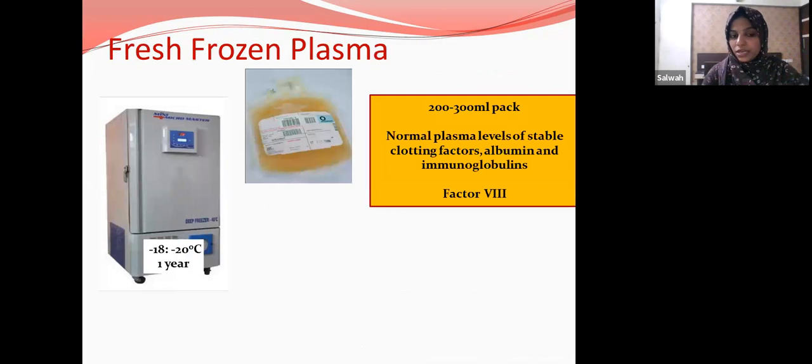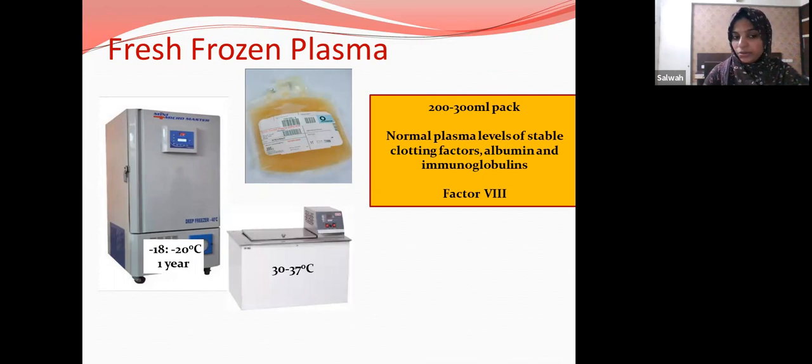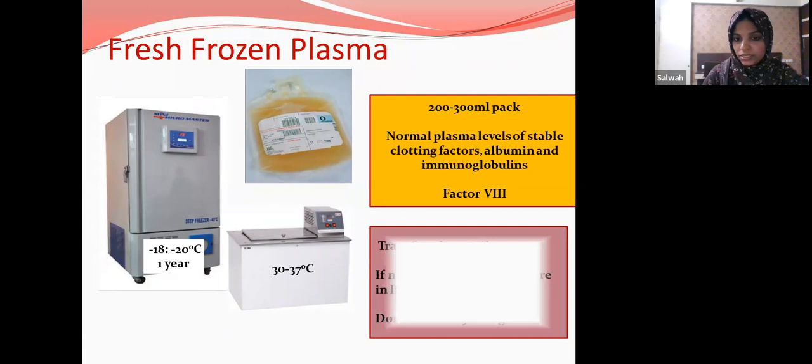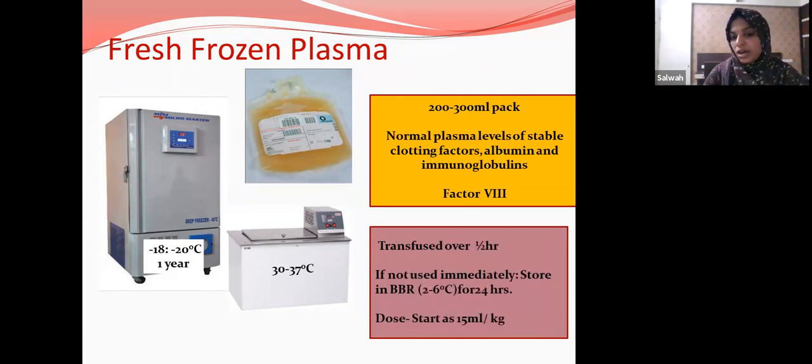Fresh frozen plasma, as I have already told, is kept in deep freezer. That is either minus 40 or minus 80, and it can be kept up to 1 year. It comes in around 200 to 300 ml pack, and it contains all the clotting factors, albumin, immunoglobulin, etc., and also factor 8. And these are transfused over half hour. If they are not used immediately, we have to keep it in blood bank refrigerator, that is at 2 to 6 degrees Celsius. And its dose is 15 ml per kilogram.